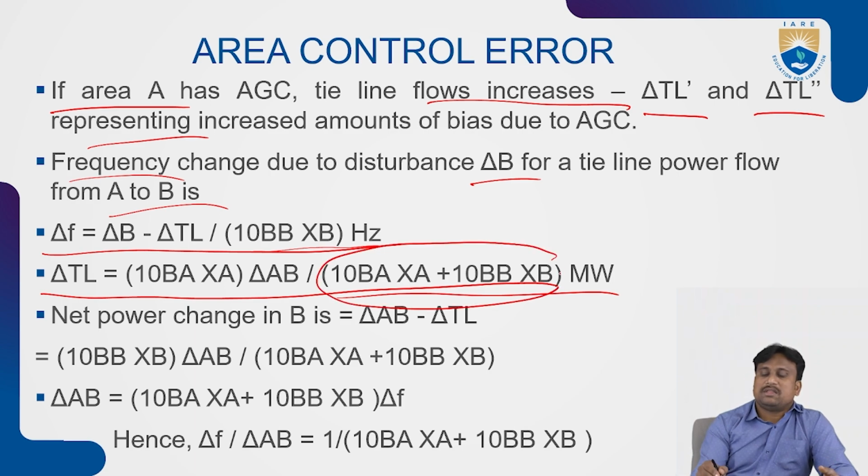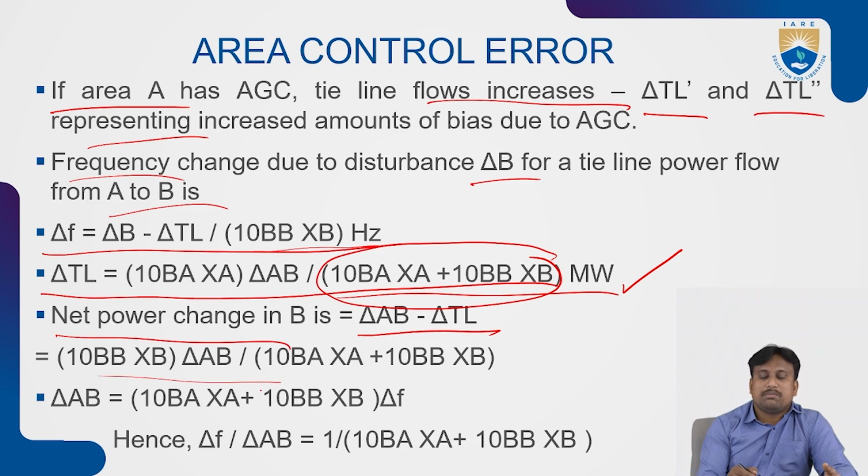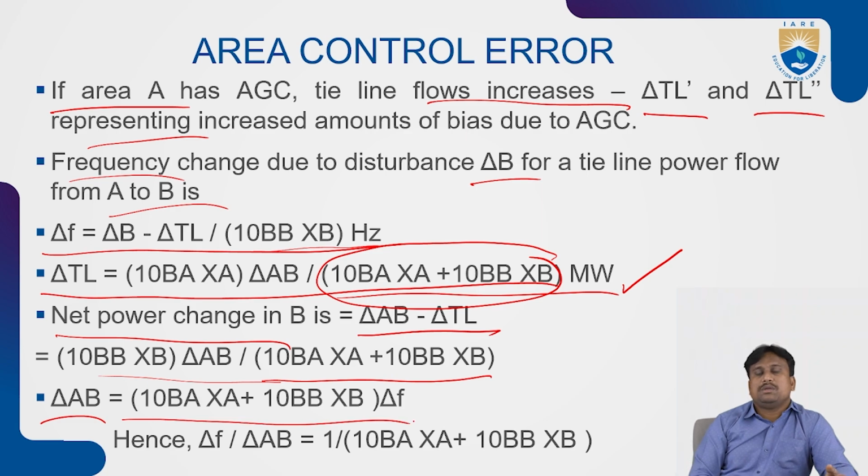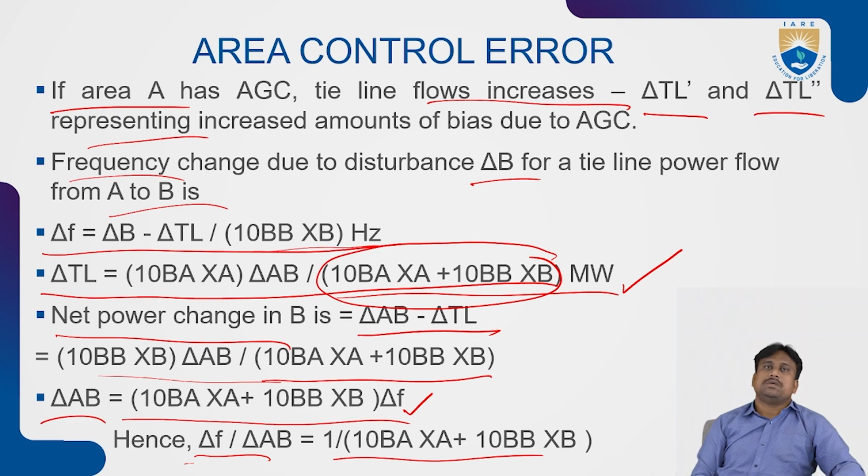Those boundaries are represented with coefficients in the megawatt range. That means the total or net power change in B is delta AB minus delta TL. So this is equivalent to 10 BB into B into delta AB by 10 BA into A plus 10 BB into B. The delta AB coefficient represents 10 BA into A plus 10 BB into B, as in the product of the change in frequency. That change may be represented as delta F by delta AB as 1 by 10 BA into A plus 10 BB into B. So these boundaries are counteracted on the AGC aspect with delta B, delta TL and delta BB conditions.